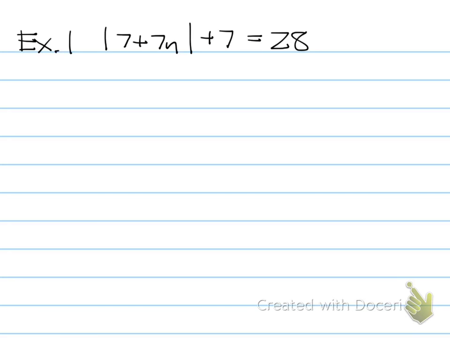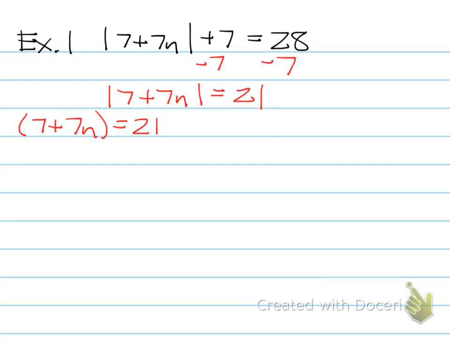All right, example 1. We've got the absolute value of 7 plus 7n, plus 7, equals 28. First thing you want to do is isolate the absolute value bars by subtracting 7 from both sides. When we do that, we get the absolute value of 7 plus 7n equals 21. Now we're going to set up two different equations: one where the quantity inside the absolute value bars is positive, and another where it is negative.